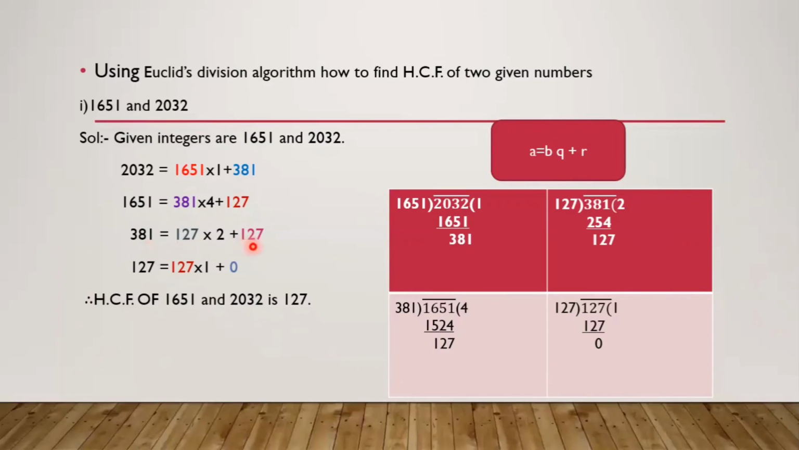When 381 is divided by 127, the quotient is 3 and the remainder is 0. So here we got the remainder as 0. So the HCF of these two numbers is 127. So that is how to find the HCF of two positive numbers using Euclid's division algorithm.